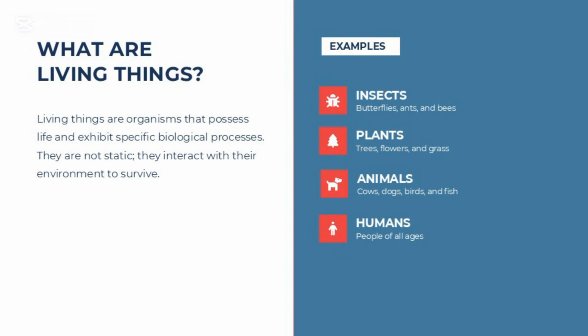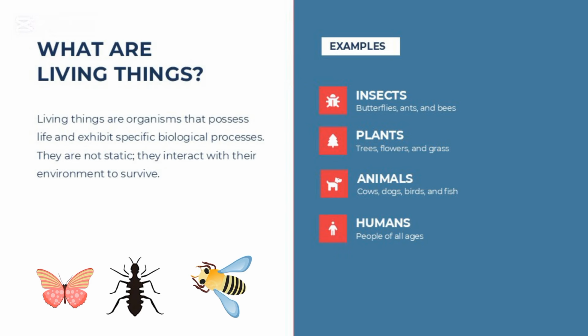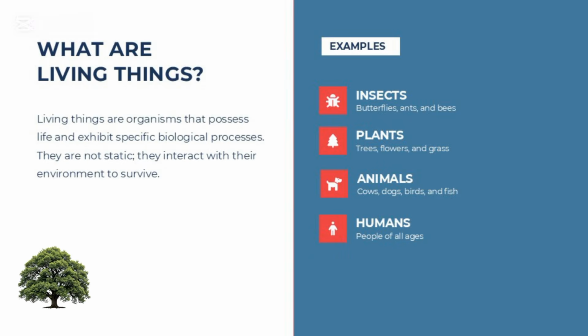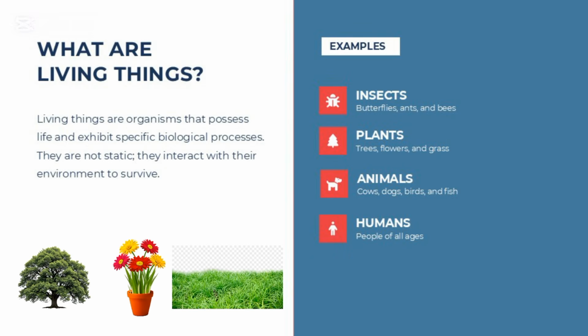So in this slide, we're looking at different examples of living things. First, we have insects like butterflies, ants, and bees. These tiny creatures are all around us and play important roles in our ecosystems. Then, we see plants such as trees, flowers, and grass. These are essential for providing oxygen, food, and habitats for many other organisms.